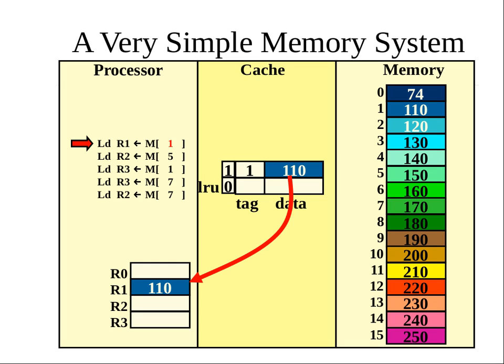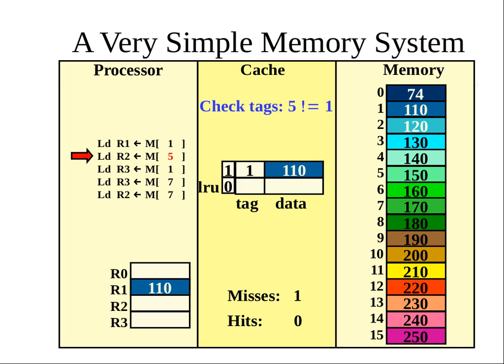Now we're going to load, LRU saying that's the least recently used. Memory 5, is it in the cache? Nope. So it's another miss. Allocate it from main memory. That's valid. And then which one's LRU now?